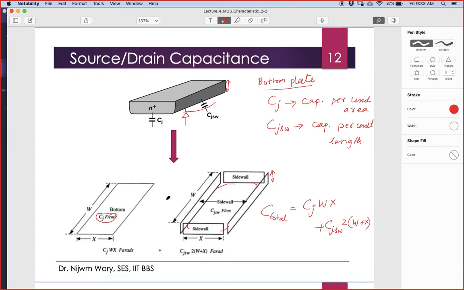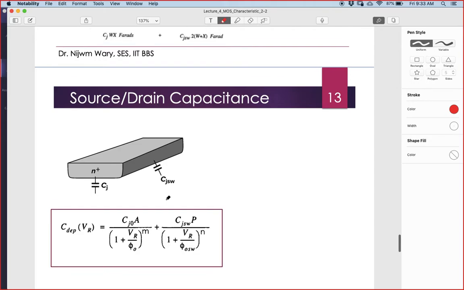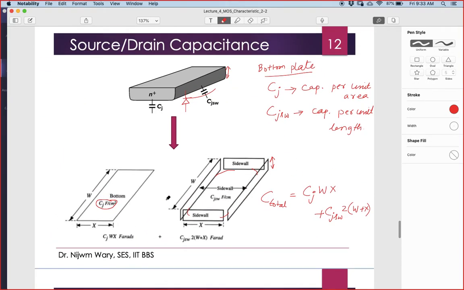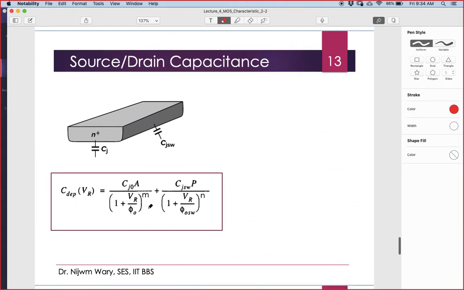Now the other thing is, because this is a junction capacitance, as we know, it is in a reverse bias condition. From the device characteristics of the diode, this junction capacitance depends even on the reverse bias voltage. So that's why a term of reverse bias voltage will come here. So this is C depletion, the total depletion.